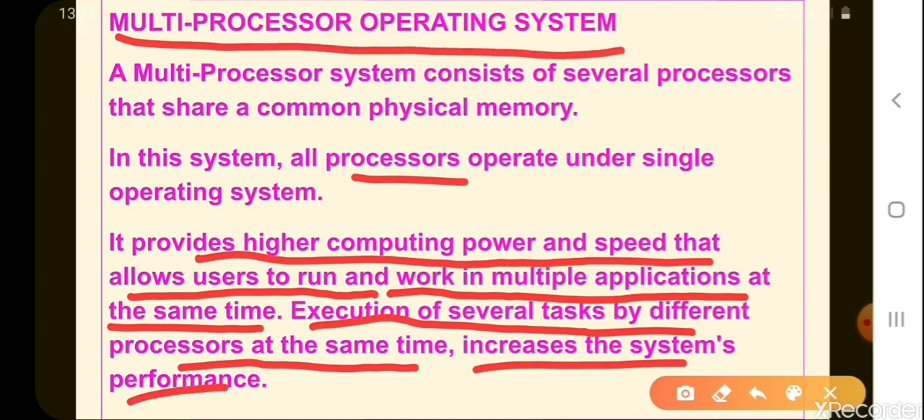So what is a multiprocessor system? A computer system which has many processors, and to handle this type of computer we require a multiprocessor operating system. An operating system which can handle a multiprocessor system.